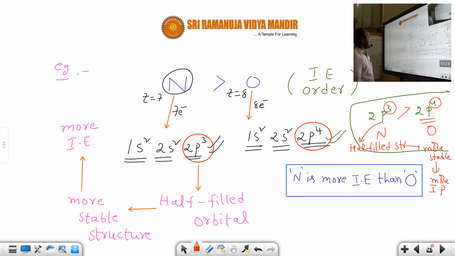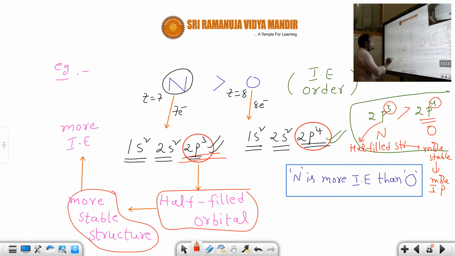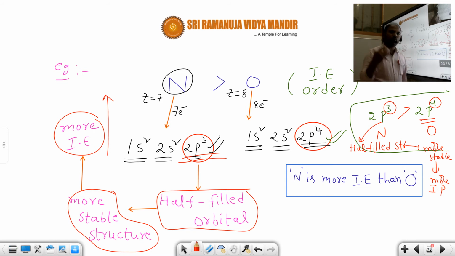So nitrogen in its valence shell contains a half-filled structure, 2p3. Whenever it contains a half-filled structure, it is a more stable structure. Whenever it is more stable, ionization energy is more. So compared with oxygen, nitrogen has a higher ionization potential value due to the stability of half-filled structures. Now I will take another case, a fully filled structure example, so you can easily understand this concept.